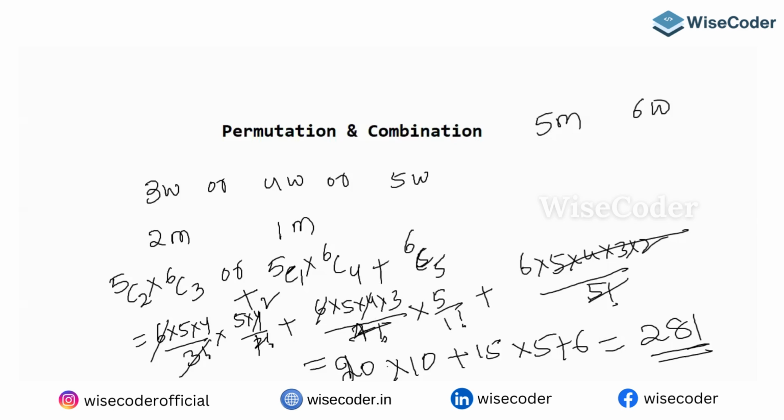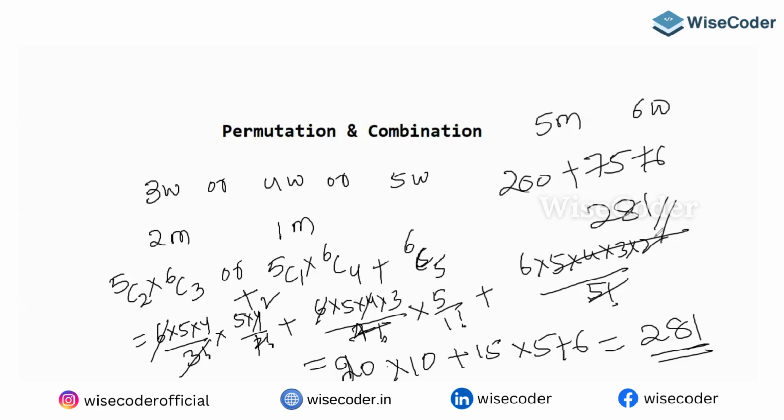That's how you know. So 20 into 10 will be 200. So 200, 15 5 is 75, plus 6. So 281 is going to be your answer. This is how you need to select the people.